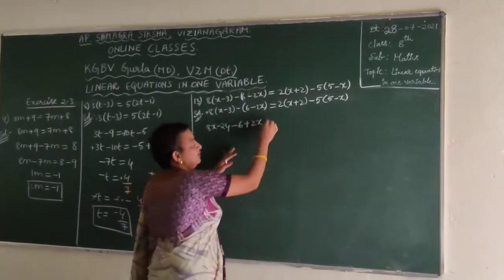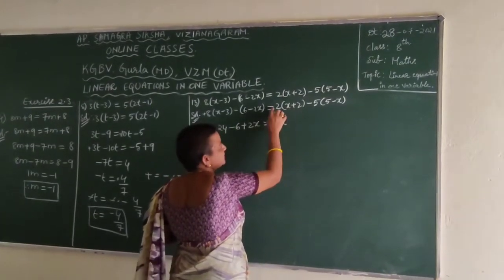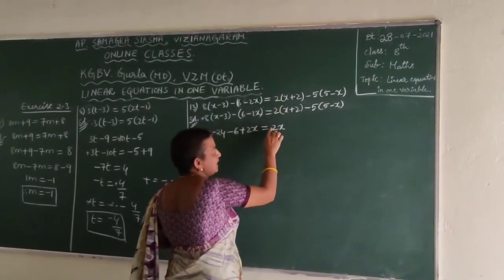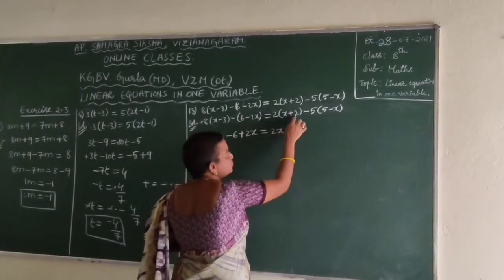Next, equals 2 into x, 2x. That is a plus sign. Plus into plus, plus 2 into x, 2x. Plus into plus, plus 2 2s are 4.